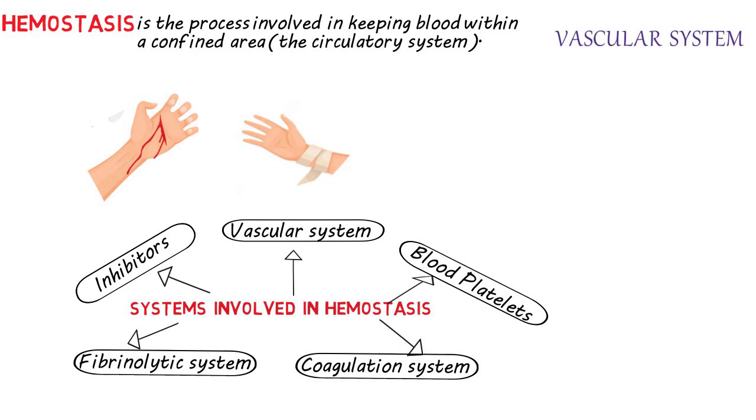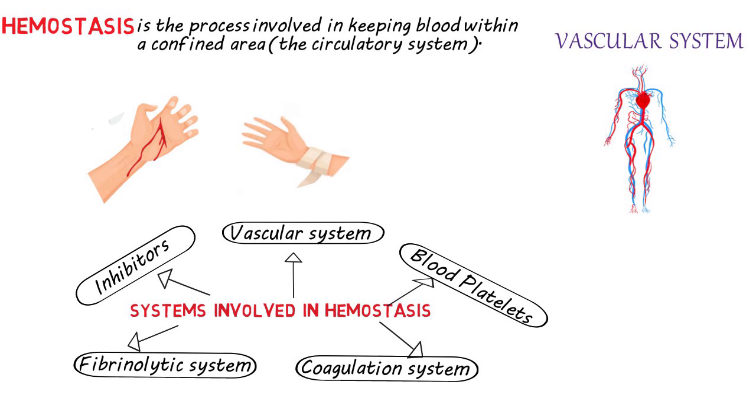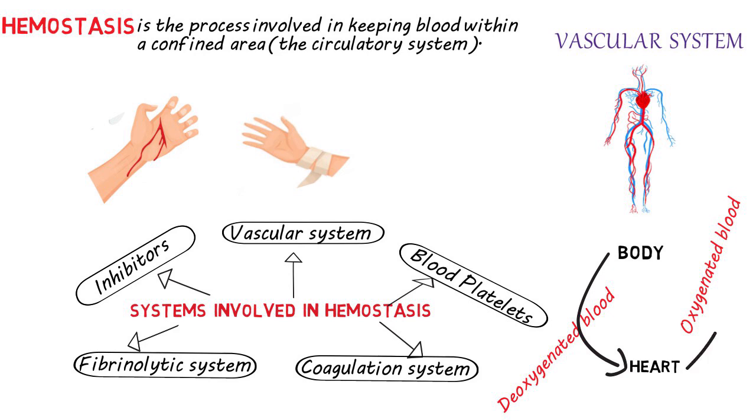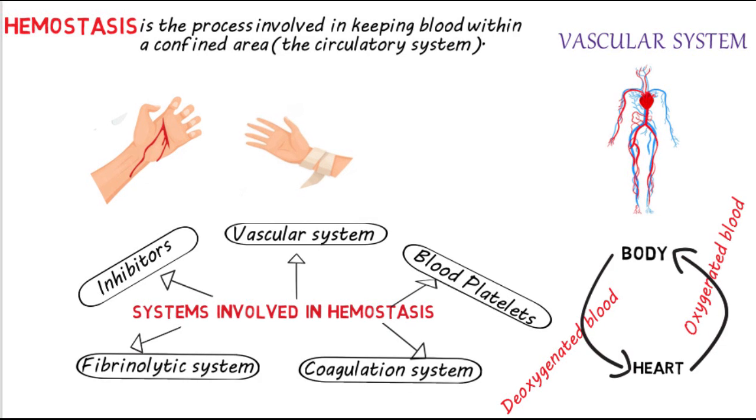Let's discuss the first system involved in hemostasis, which is the vascular system. This vascular system is also called the circulatory system, and it's made up of blood vessels that help in transporting blood throughout the body. It's made up of the veins, the arteries, the capillaries. The veins help in transporting the deoxygenated blood from the body back to the heart. Arteries help in transporting oxygenated blood from the heart to various parts of the body, while the capillary is more like a connective vessel between the arteries and the veins. But we'll not be talking about that. We'll just be seeing their role in hemostasis.